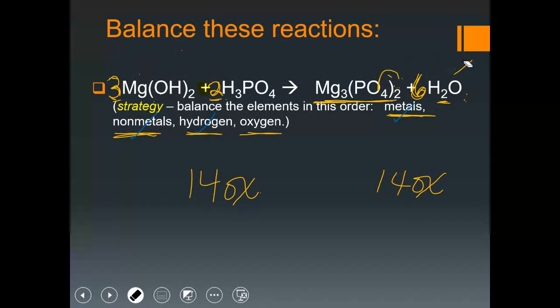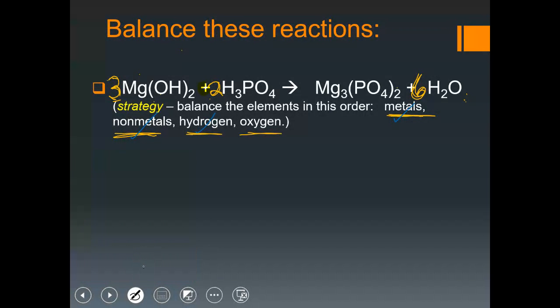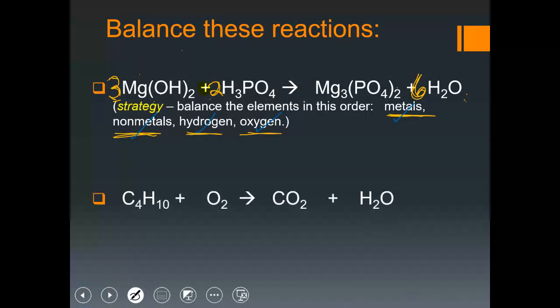And we did that just by balancing the metal, the non-metal, and then the hydrogen. So if we have 14 oxygen on each side, they're balanced, and this equation is done with the coefficients of 3, 2, 1, 6. And that cannot be simplified at all, so we know we have it. This will be the last one that we would do.